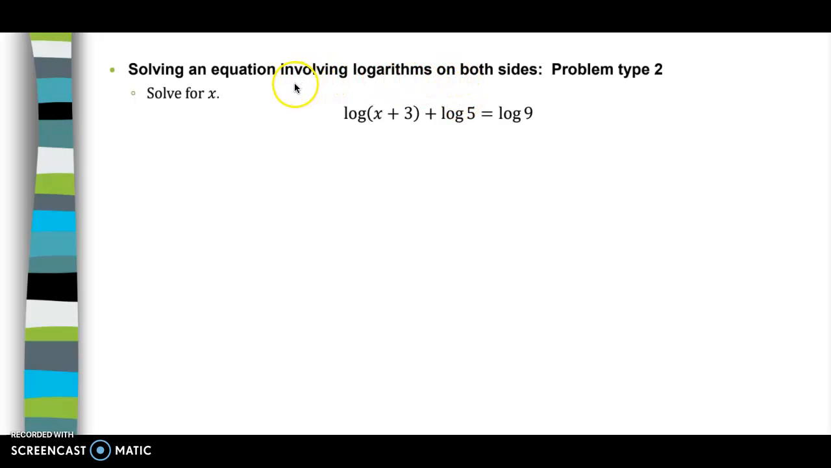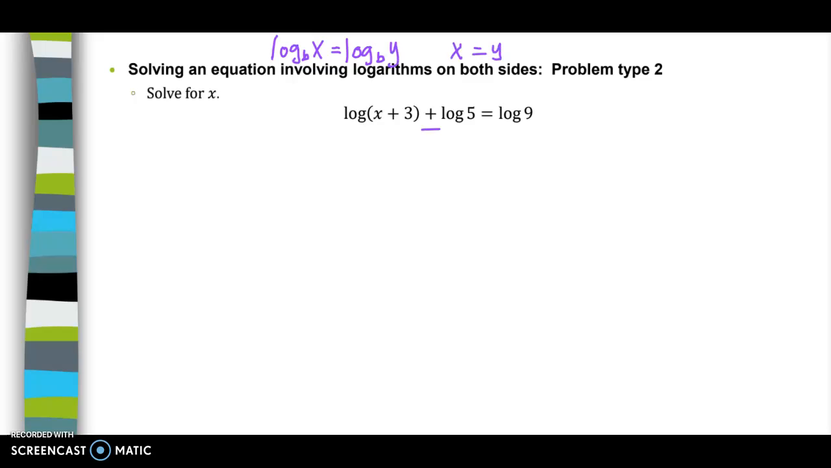Hey everybody, in this video we're going to talk about solving an equation involving logarithms on both sides, problem type 2. So for this problem, we want to be able to use the fact that if log base b of x is equal to log base b of y, then x equals y.